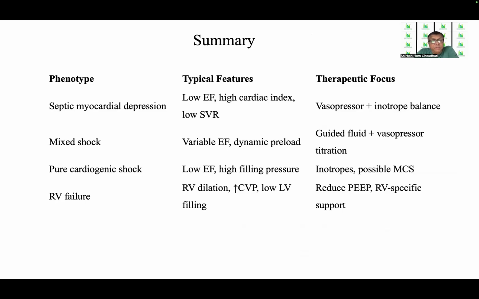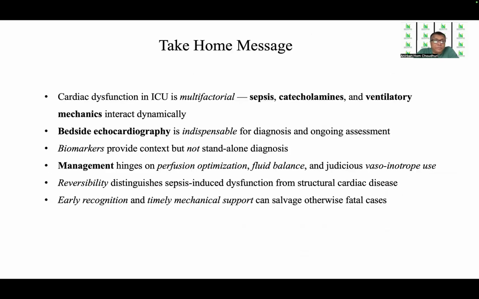In patients with pure cardiogenic shock phenotype, we get high filling pressures along with low ejection fraction, and the therapeutic focus is inotropes and possible mechanical circulatory devices. And in patients with the phenotype of RV failure, we get typical features of RV dilatation with raised CVP and low left ventricular filling. And the therapeutic focus is towards reducing the PEEP and giving RV specific support.